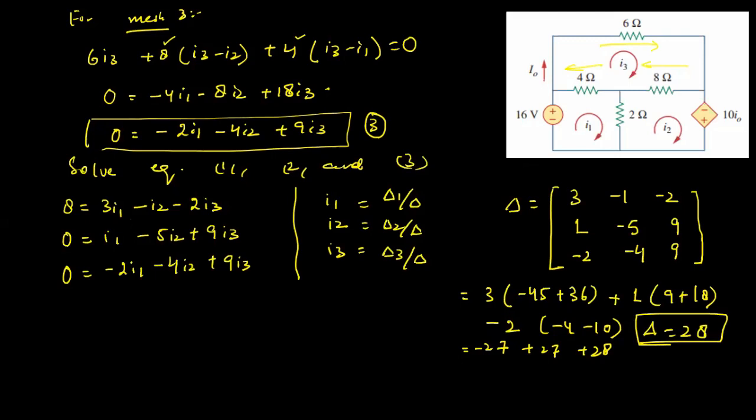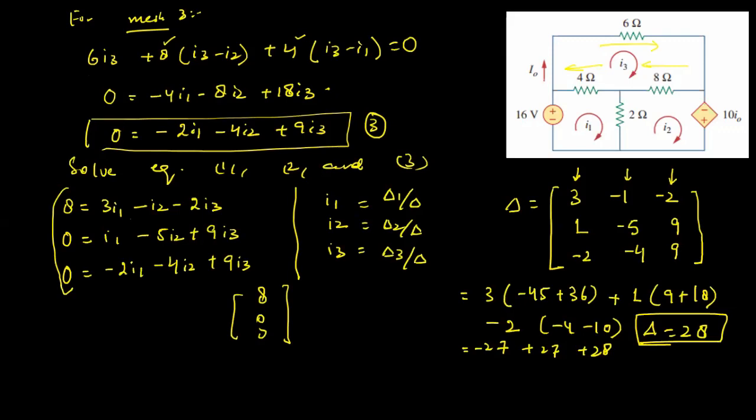So what is the concept of finding delta 1, delta 2 and delta 3? If you are finding delta 1, then this particular column has to be replaced with the left hand side. So what is the left hand side? 800. So if I am finding delta 1, just replace this column with 800. If you are finding delta 2, replace the second column with 800. And if we are finding delta 3, you can replace this column with 800. So let me find delta 1, delta 2 and delta 3 in the next page.